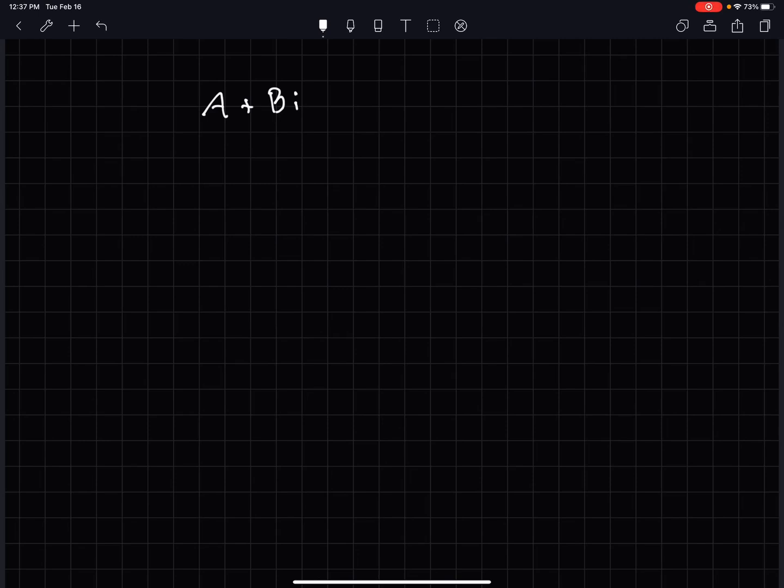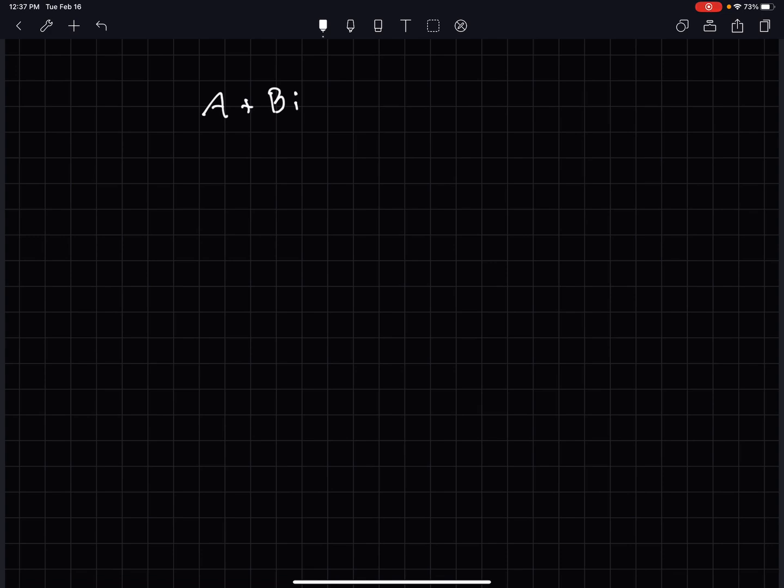Hello, I'm here to talk today about the definition of complex numbers and how this relates to algebraic operations on complex numbers. In particular, we're going to talk about why b here can be equal to a number like this.